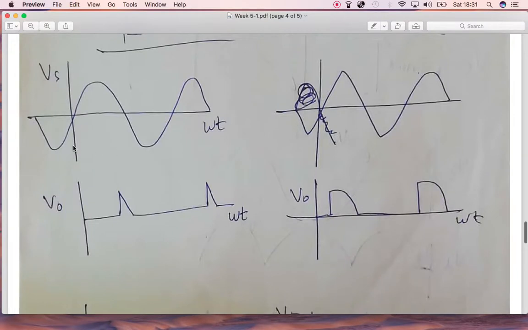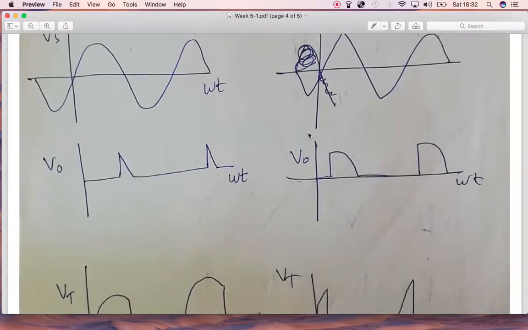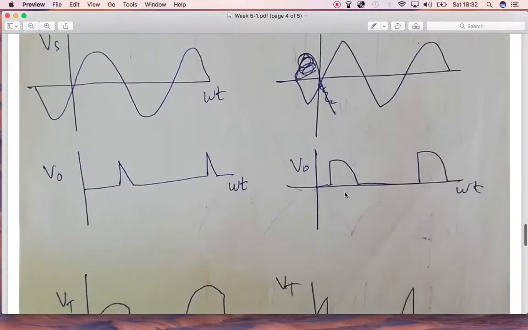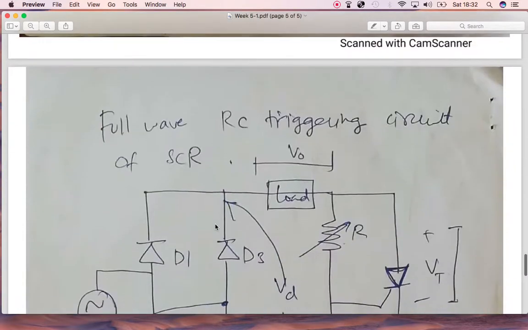As you can see, we have the supply voltage, and we have the voltage across the load, which will only appear when the SCR is on. This tells us about the firing angle: for larger values of R, the firing angle is more, and for smaller values of R, the firing angle is less. And this is for the case when the SCR was off, all the voltages were appearing across the SCR.